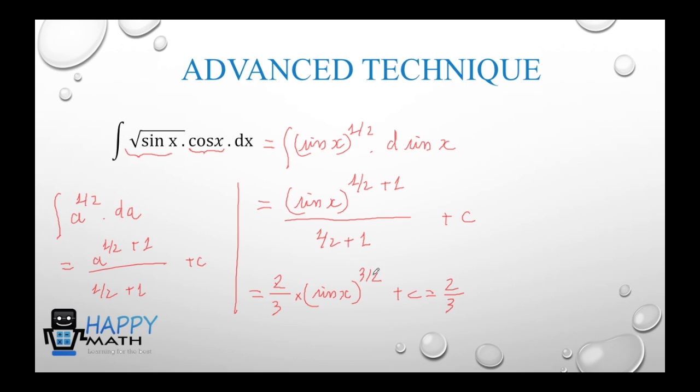You get that the power number is 3 over 2. Over 2 means you have to take the square root. And you get sine power 3 in this one. So after that, you take plus c.